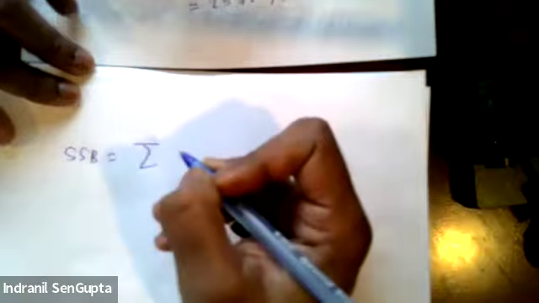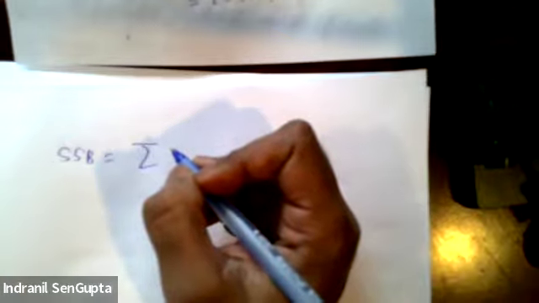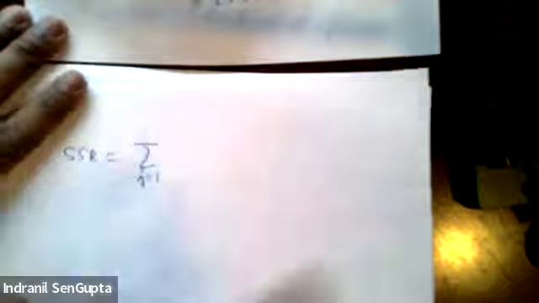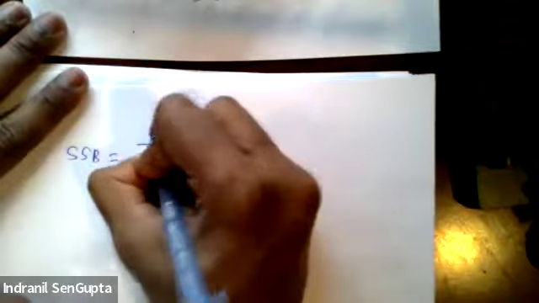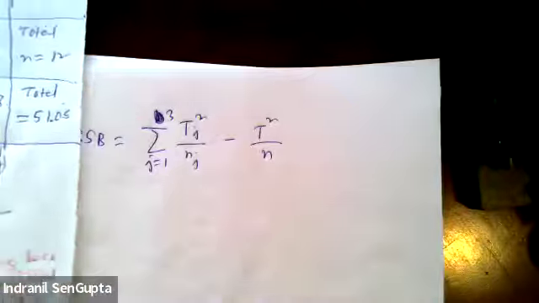So SSB is really the sum over J from 1 to B. B in our case is 3. Tj squared over Nj minus t squared over n. And if we have done this computation the way I have done it here, all the numbers should be readily available. For example, this number here, which I didn't write, is Tj squared over Nj, J from 1 to B, the last sum. So this is basically 51.